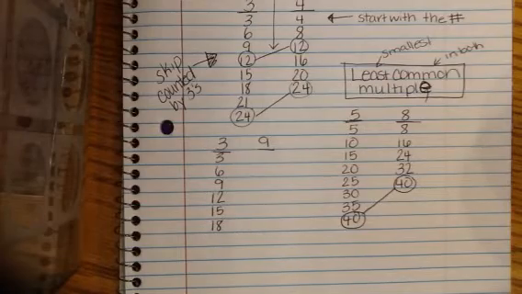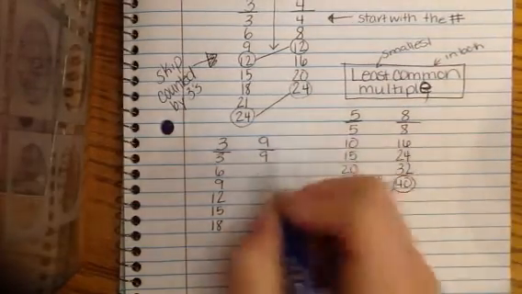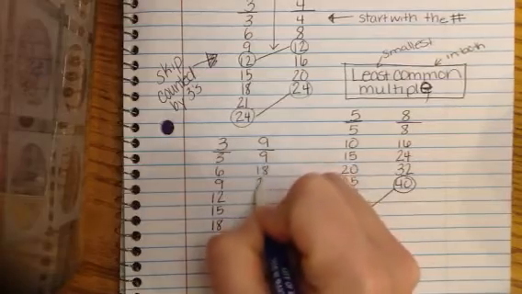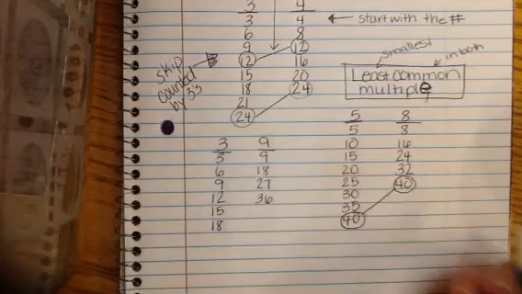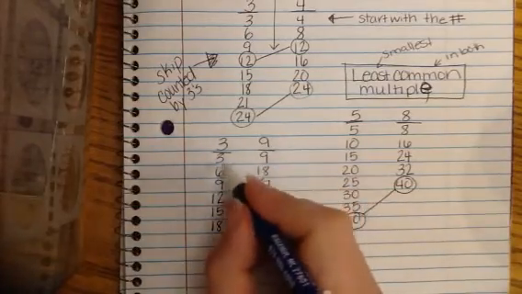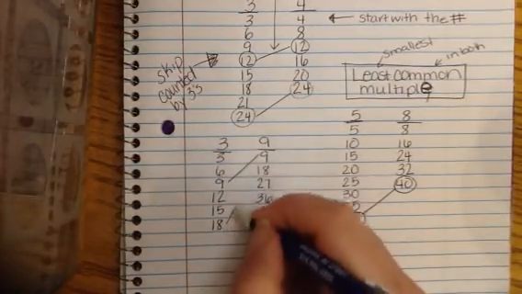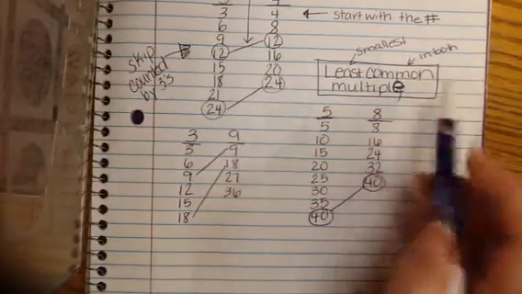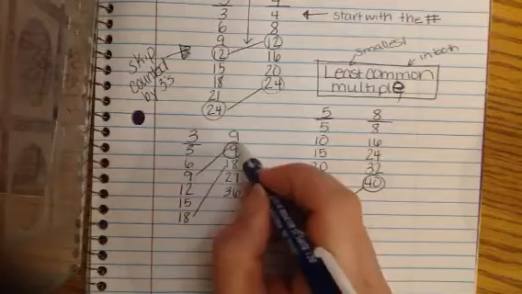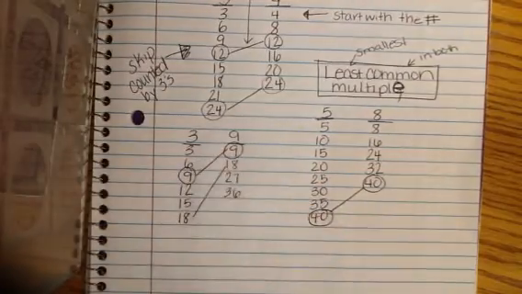What about 9? 9, 18, 27, 36. So let's see what they have in common. I see 9 on their list. I see 18 on their list. But which one is the least common multiple? It is 9. So I have to do the first one.